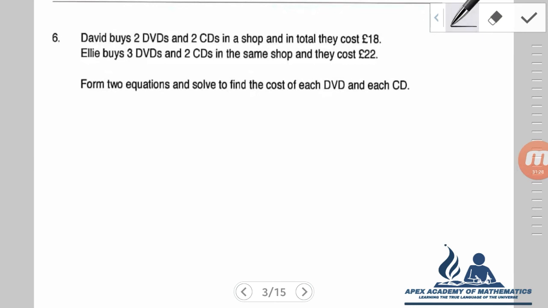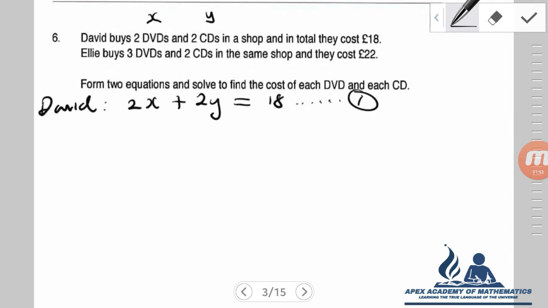So here's David's equation. David said he's going to buy 2 DVDs, so 2 X's, and 2 CDs, so 2 Y's, and it cost him a total of £18. That is the first equation. Ellie now decides to buy 3 DVDs, so 3X, but she's also buying 2 CDs, so 2 Y's, and that cost her £22.